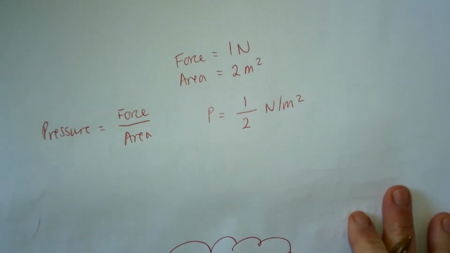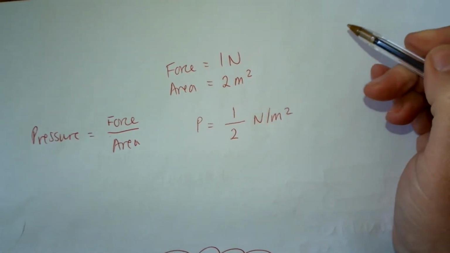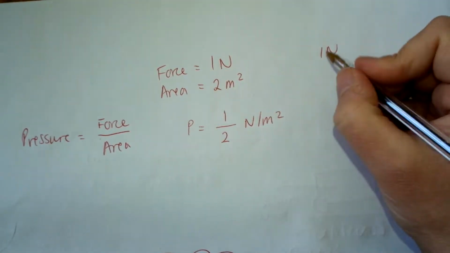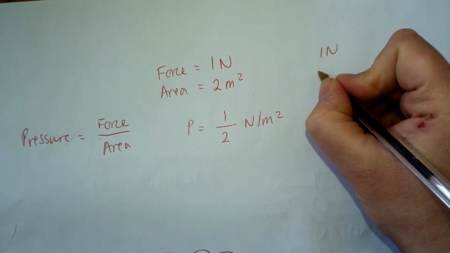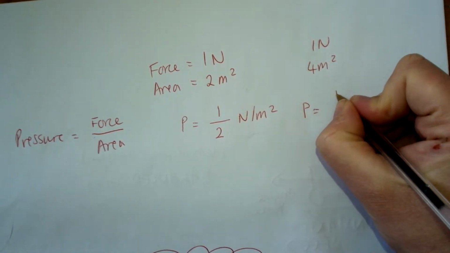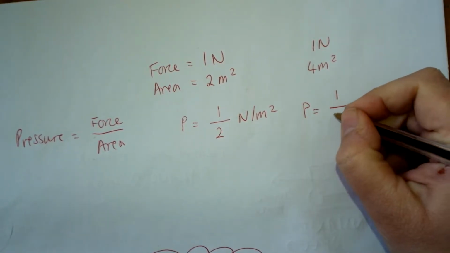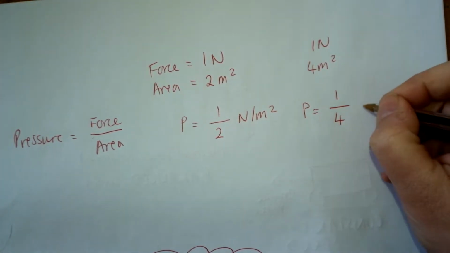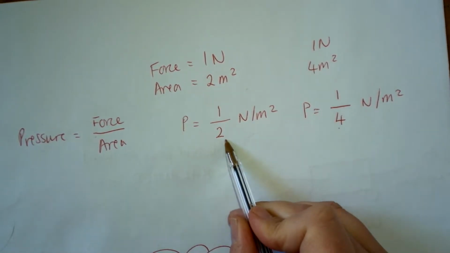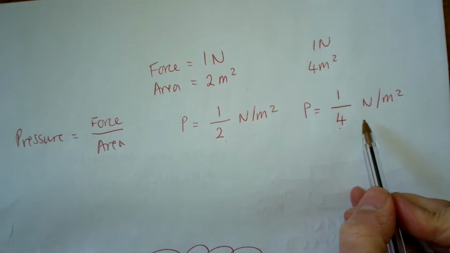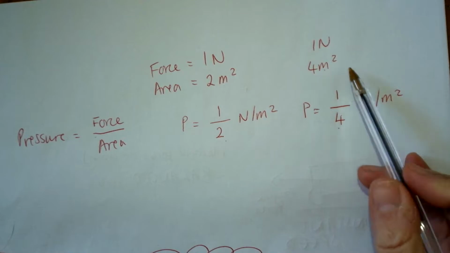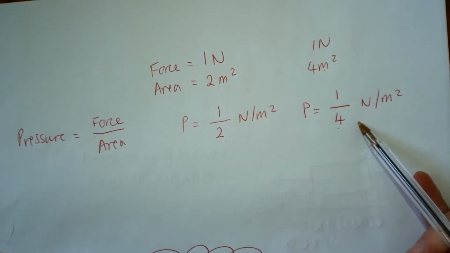Okay, now if I change the area but leave the force the same, so I've got 1 Newton of force, but instead of 2 meters squared, I've got, let's say, 4 meters squared. If I do the same thing again down here, pressure equals force, which stays the same, divided by area, which changes to a bigger area, my pressure has turned into a quarter instead of a half. So my pressure has decreased if my area increases. Okay, you can see that really simply with this simple maths.